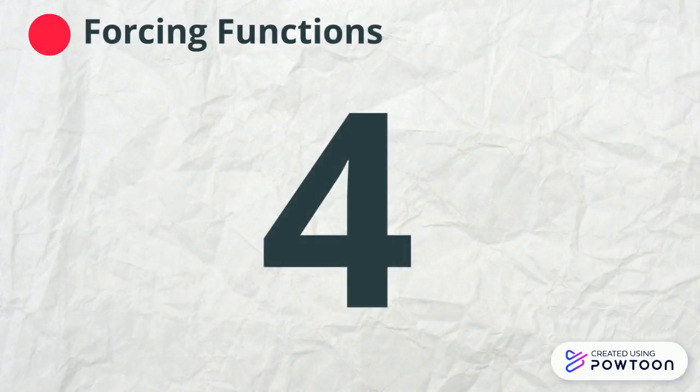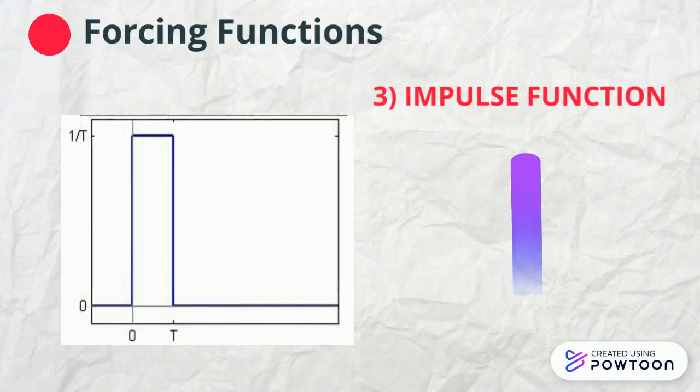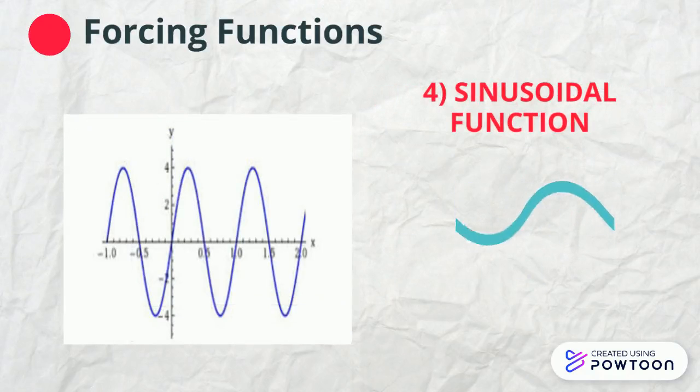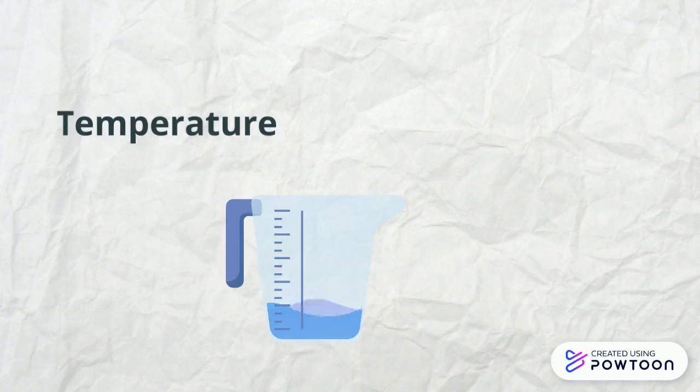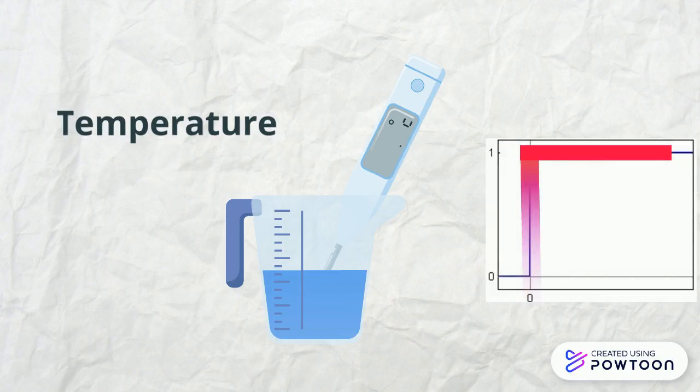There are four main forcing functions: the step function, the ramp function, the impulse function, and the sinusoidal function. Let us understand forcing functions with this example. Now, to measure the temperature of this water, which is at 39.5 degrees Celsius, we use this thermometer. Once the bulb of the thermometer comes in contact with the water, the temperature suddenly rises to 39.5 degrees Celsius and then becomes constant. This is similar to what we observed in the step forcing function.